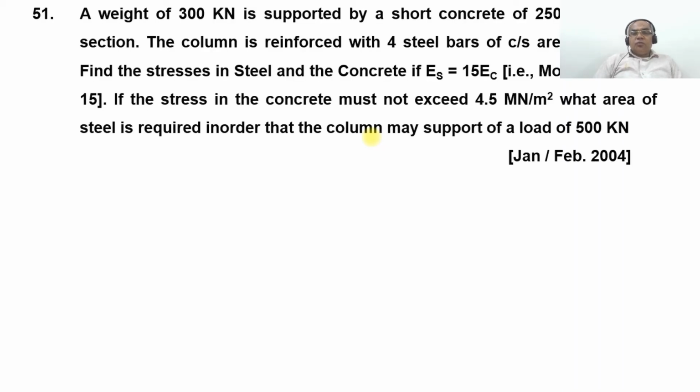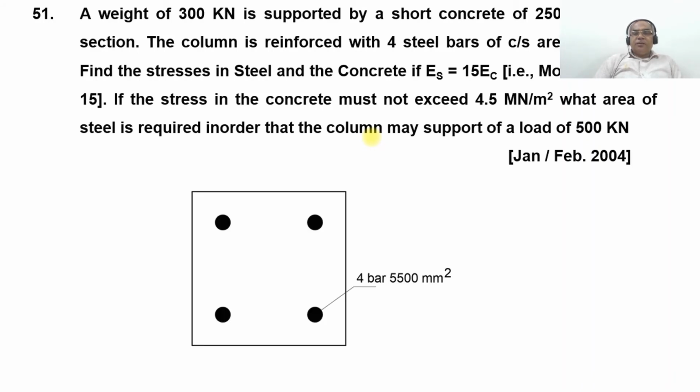And let us take one more problem. A weight of 300 kilonewton is supported by a short concrete column of 250 mm square section. The column is reinforced with 4 steel bars of cross-sectional area 5500 mm square. Find the stresses in steel and the concrete if ES is equal to 15 times EC, that is, the modular ratio is 15. If the stress in the concrete must not exceed 4.5 meganewton per meter square, what area of steel is required in order that the column may support a load of 500 kilonewton?